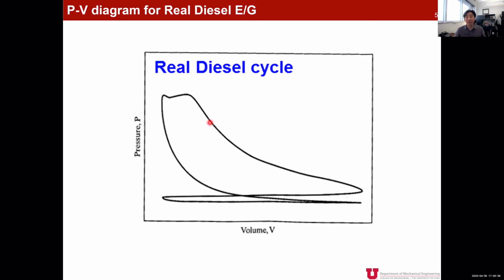Then we have expansion, and the exhaust valve is opened. Then we have the exhaust process, or exhaust stroke, here. So that is how we see the real pressure and volume changes in a real diesel engine.